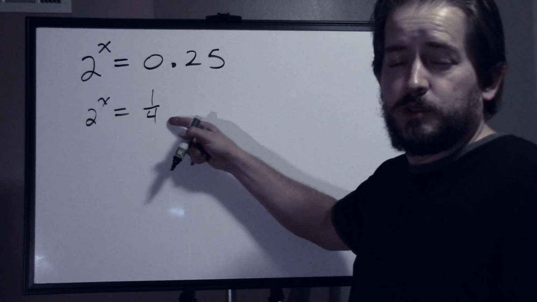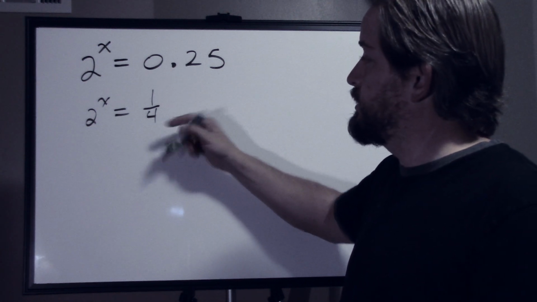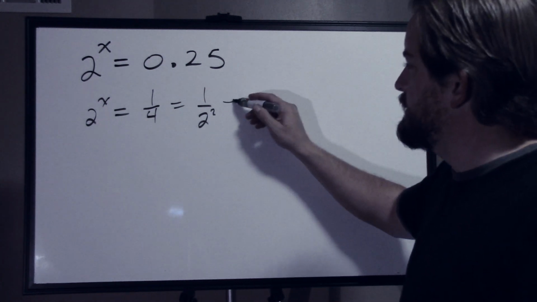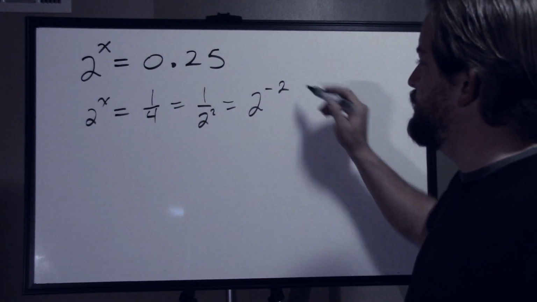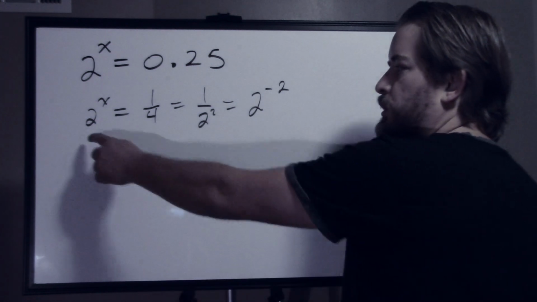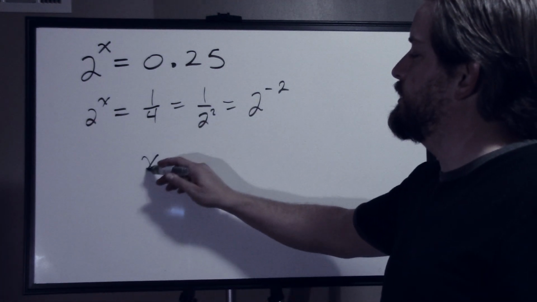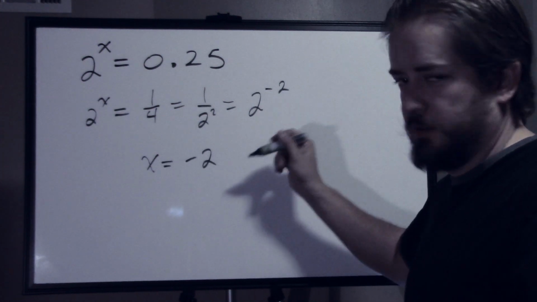And 1 over 4 is a power of 2, right? Because 4 is a power of 2, so that's 1 over 2 squared. But 1 over 2 squared is the same thing as 2 to the negative 2 power. And therefore, if 2 to the x is equal to 2 to the negative 2, well, x has to be negative 2. And we're done. That's that.